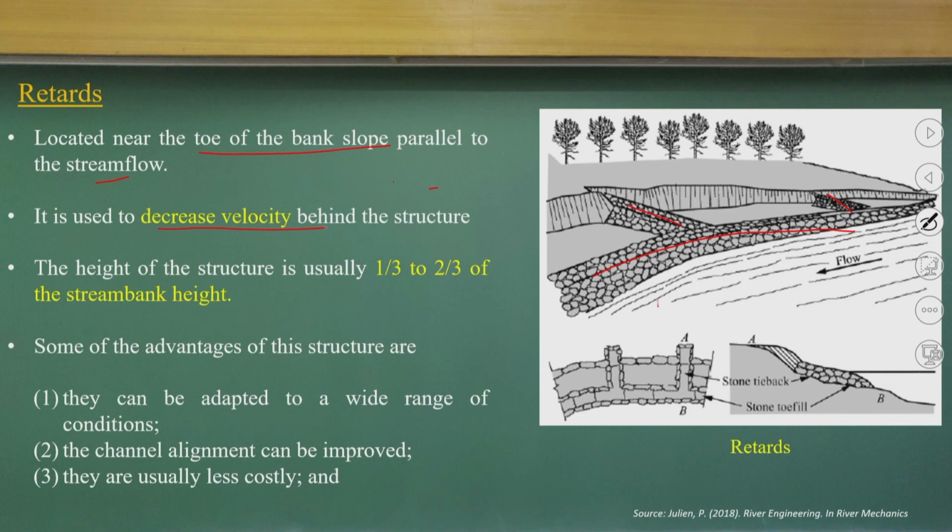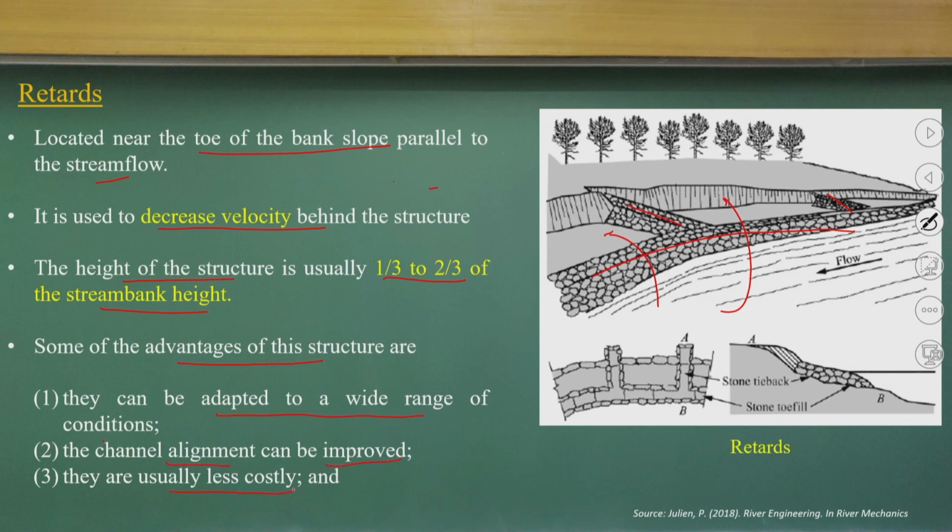So, the basic idea is that as the flow exceeds in those places, you will have flow reductions. The height of the structure is usually 1/3 to 2/3 of the stream bank height. That is a retarder. Some advantages of these structures are that they can adapt to a wide range of conditions, channel alignment can be improved, and they are usually less costly.